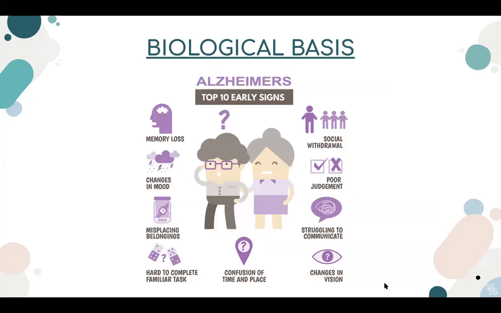Here are some early signs that Alzheimer's patients could have early on. They could have memory loss, misplacing belongings, difficulty completing familiar tasks such as turning on the TV, confusion of time and place, communication problems, and social withdrawal.